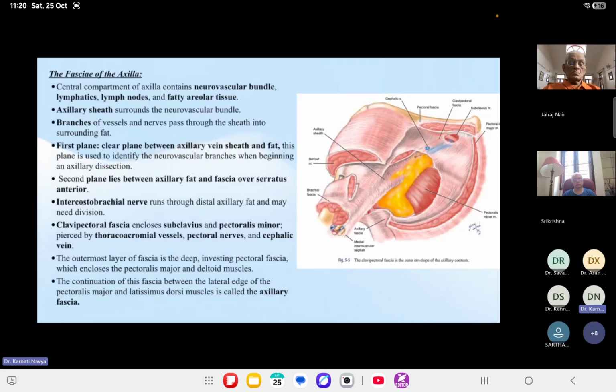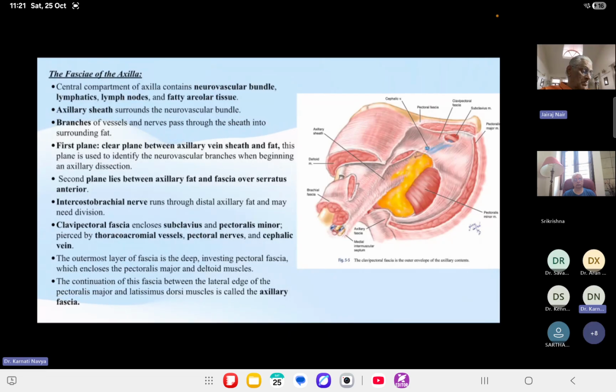Then comes the second plane, which lies between the fat and the fascia over the serratus anterior muscle. Then the intercostobrachial nerve usually runs through the distal axillary fat and it may need division. Then comes the clavipectoral fascia, which encloses the subclavius muscle and the pectoralis minor muscle, and is pierced by the cephalic vein and the thoracoacromial vessels, pectoral nerves, and the cephalic vein.